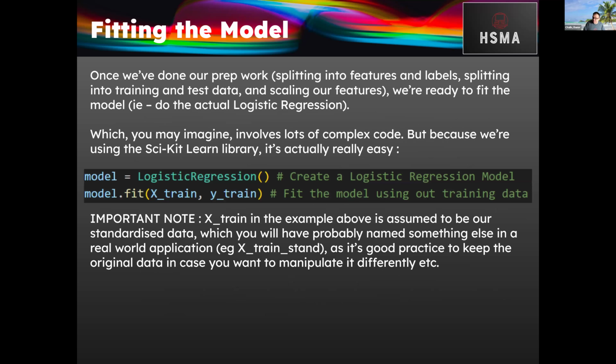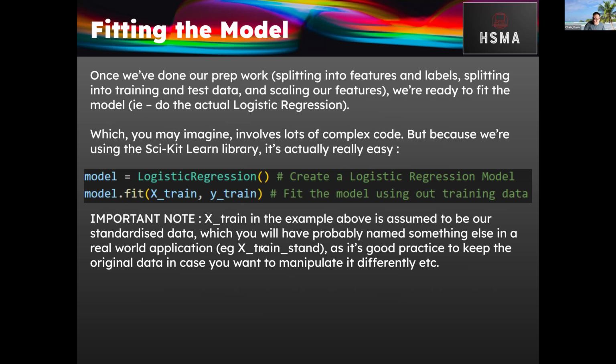So we've done our three steps. We have split our data into features and labels. We've split our data into training and test data, and we've normalized or standardized our data. We've done some feature scaling. So once we've done all of that, we're ready to do the actual logistic regression. After all this build-up, you may be expecting some really complicated code. Nope, here is the code that does a logistic regression. That is literally it.